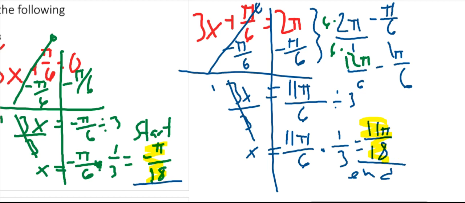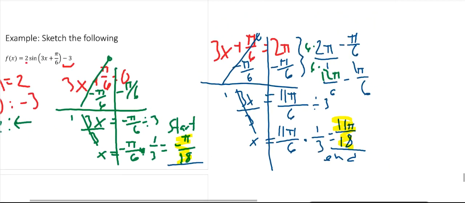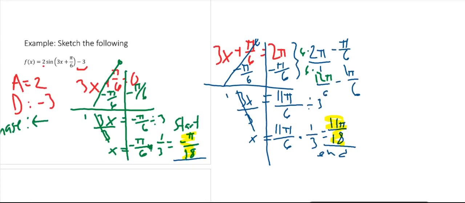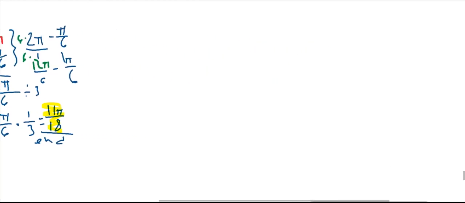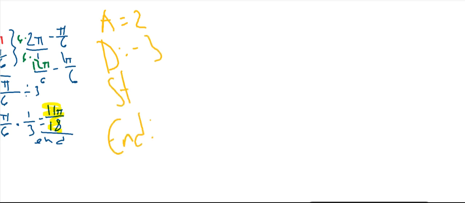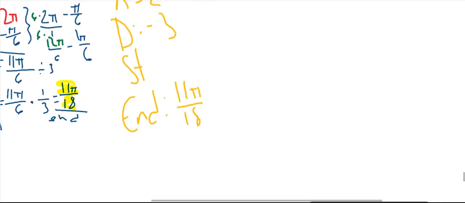I am not going to talk about what the period is, just understand that for right now. And so let's see how to graph this, or sketch. I should probably say sketch. So let's see. A is 2 and D equals -3. Okay, so let me write that over here. A is equal to 2. D is equal to -3. We have our start, we have our end, 11 pi over 18. I don't even remember. Negative pi over 18.